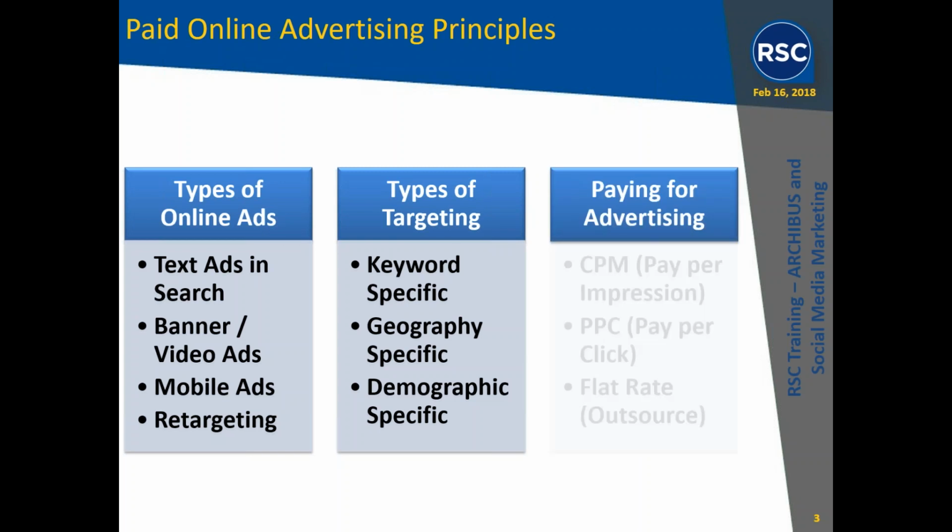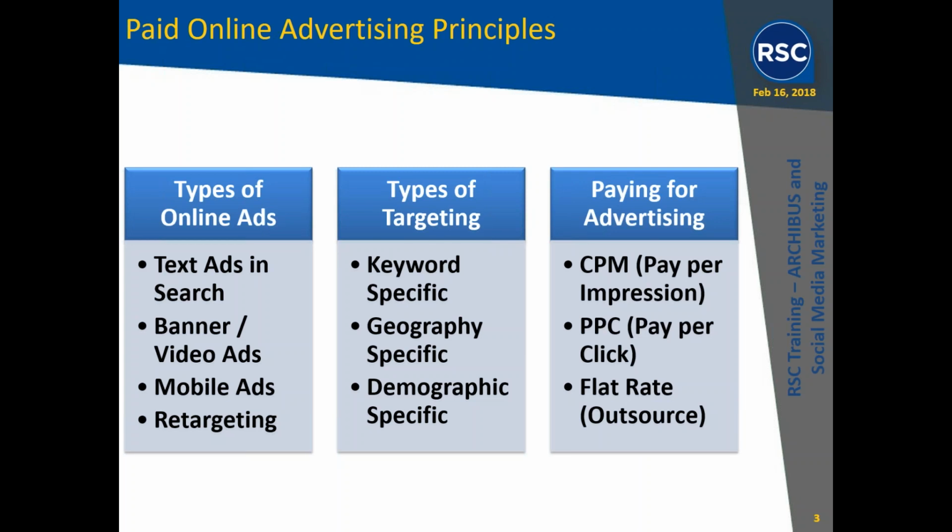Okay, so paying for advertising. There's 3 ways to think about paying for advertising. You can pay on what's called CPM, or impression. I don't know what C stands for, but PM is per thousand. You're paying per thousand impressions basically, and we don't know whether the people clicked on that or not. All we know is that their browser loaded the image.